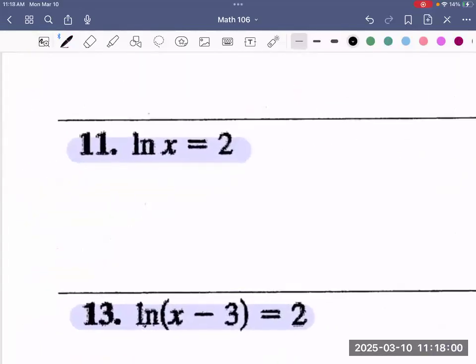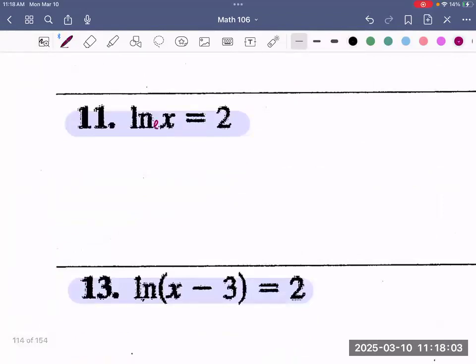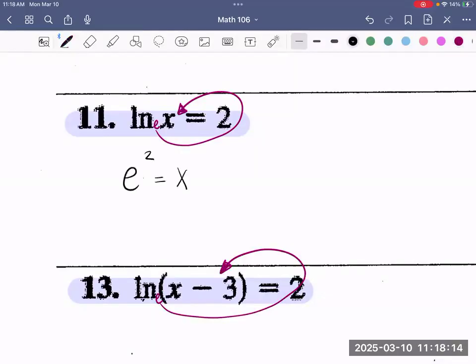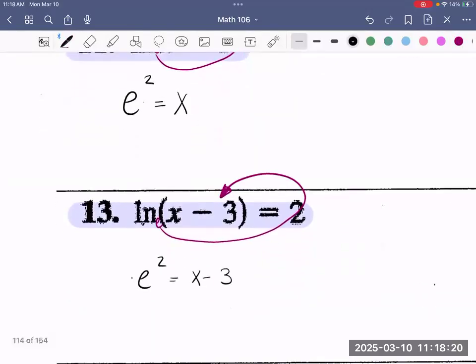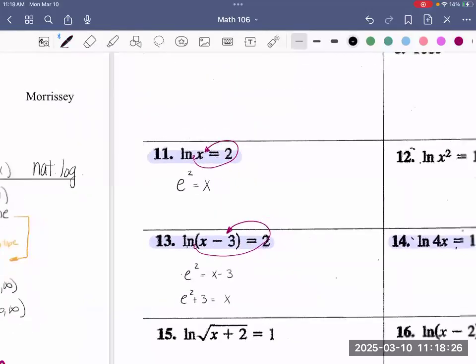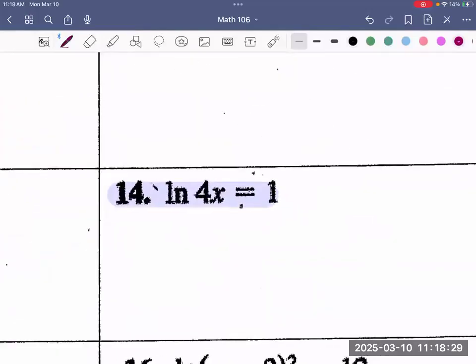Now to do the opposite, right, something like this, ln has a secret little e, so we'll put those in there. Come up and around, come up and around. So you have e squared is equal to x, or e squared is equal to x minus 3. And then we need to solve. Plus 3 is equal to x. And one more, hidden little e here. e to the 1 is equal to 4x. Divide everything by 4. e over 4 is equal to x.